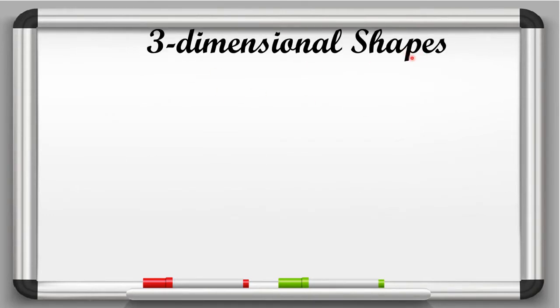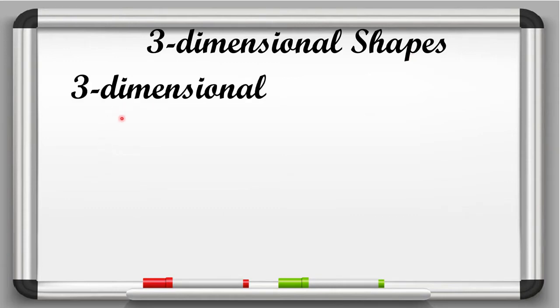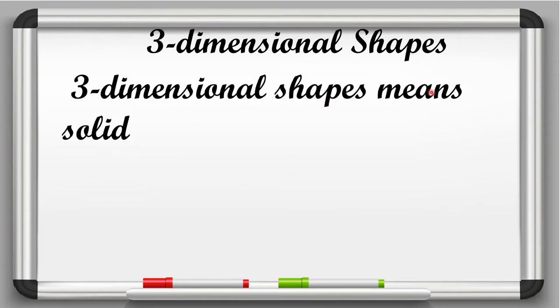Three-dimensional shapes. Today we will learn about three-dimensional shapes. What are three-dimensional shapes, beta? Three-dimensional shapes means solid shapes or 3D shapes. Short form होती है three-dimensional की 3D shapes.